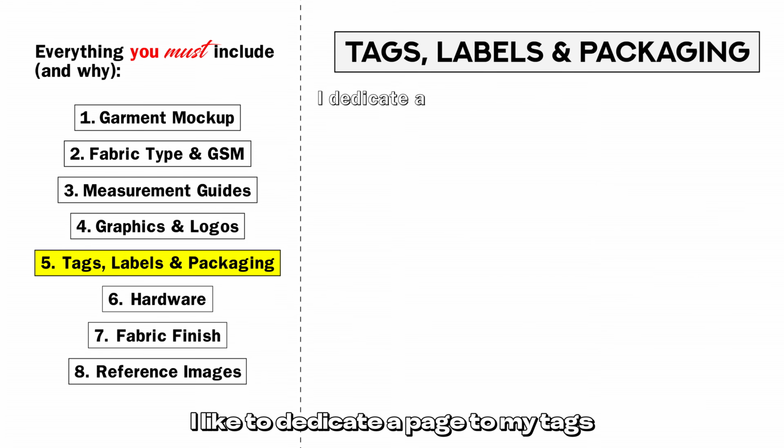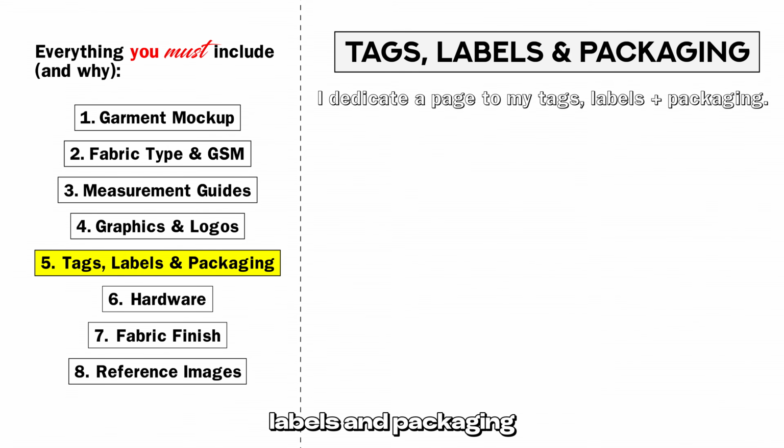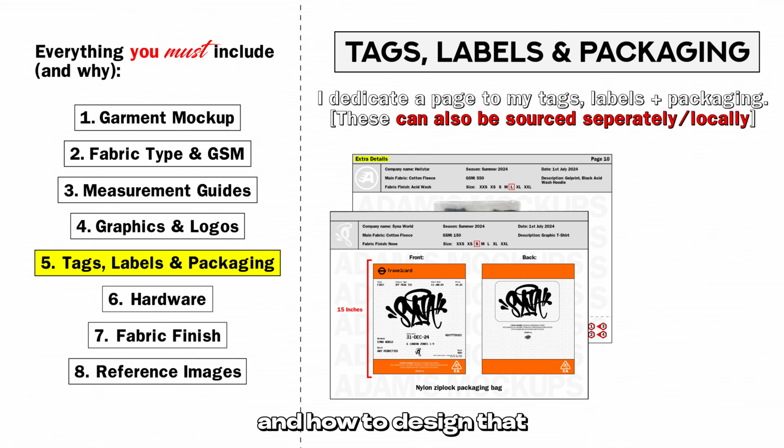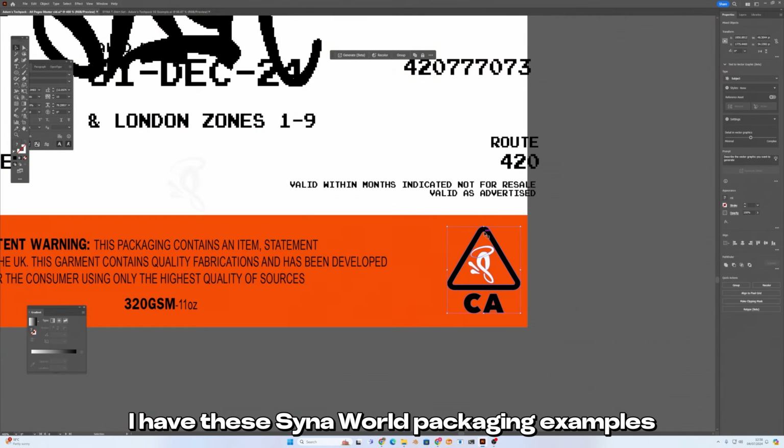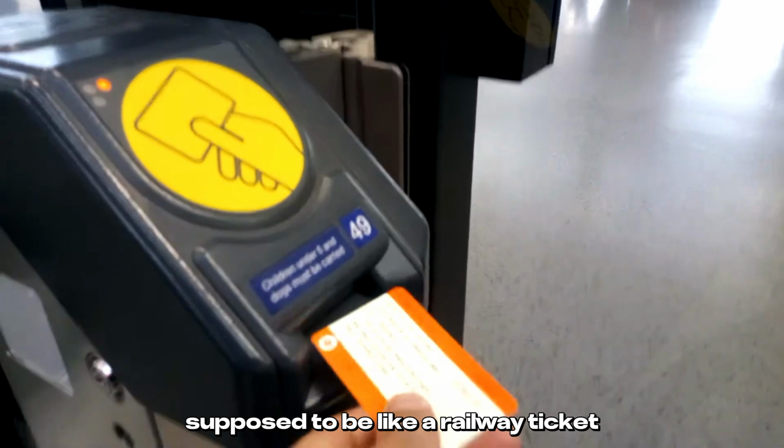I like to dedicate a page to my tags, labels, and packaging. I'll show you that in a minute and how to design that, but you can see here I have these Cineworld packaging examples. I think these look super clean, supposed to be like a railway ticket.